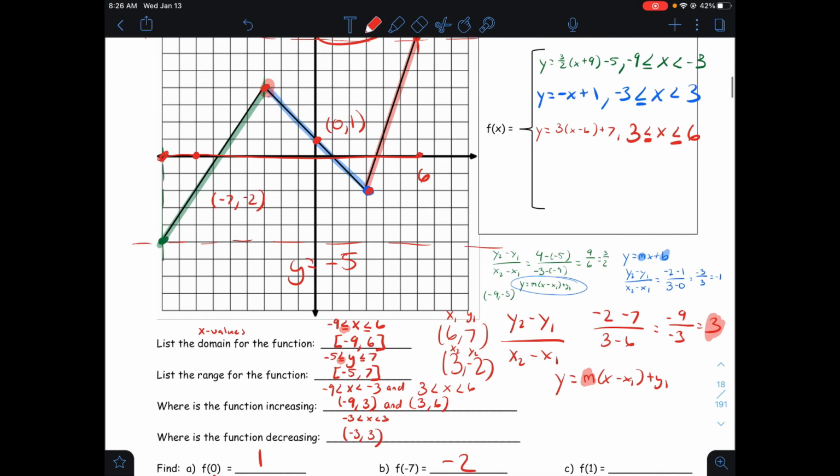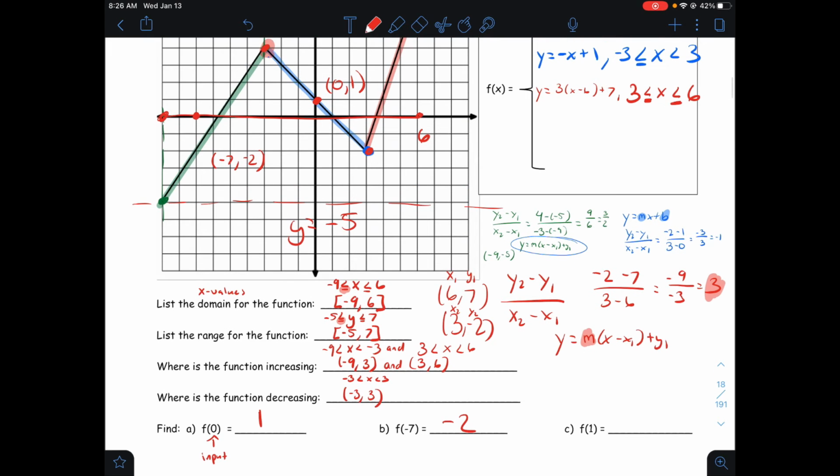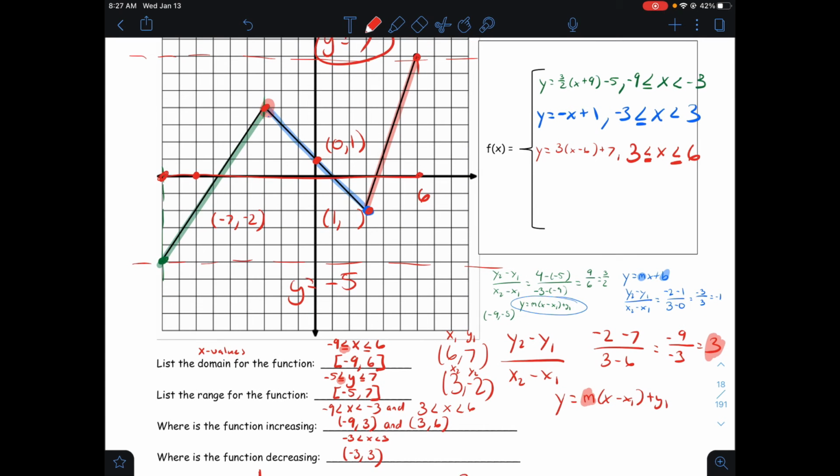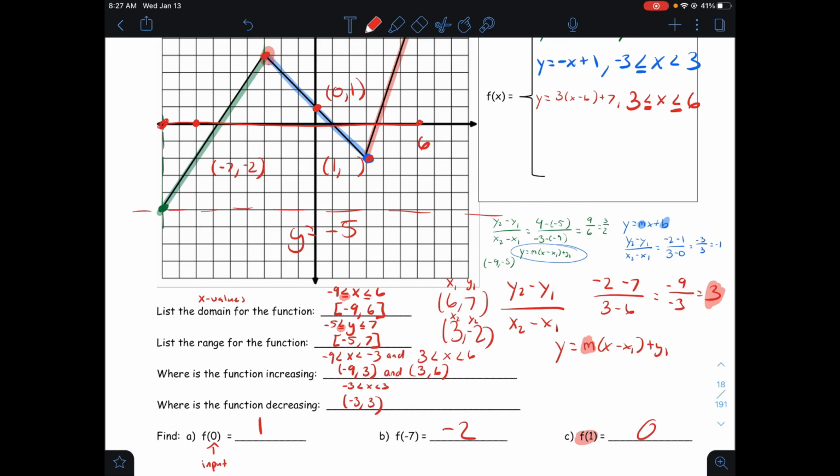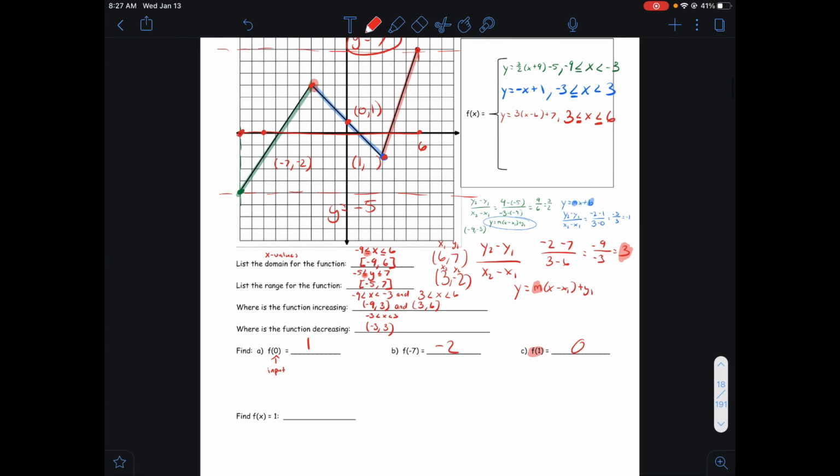All right. Now let's look at f of 1. When your input is 1, what is your output? Look at the graph. When your input is 1, what is your output? So your output should be 0.